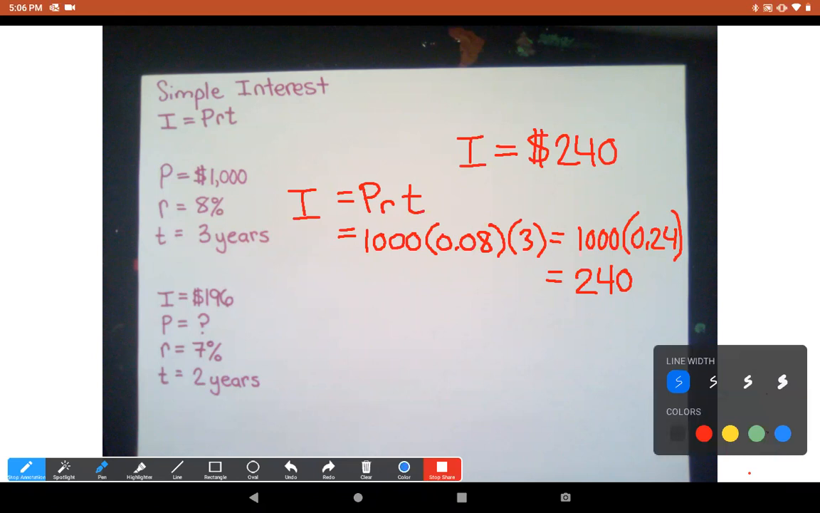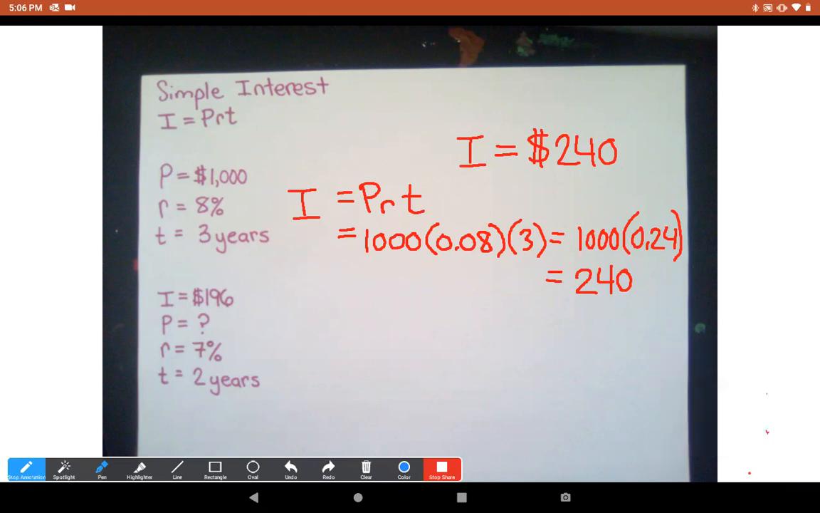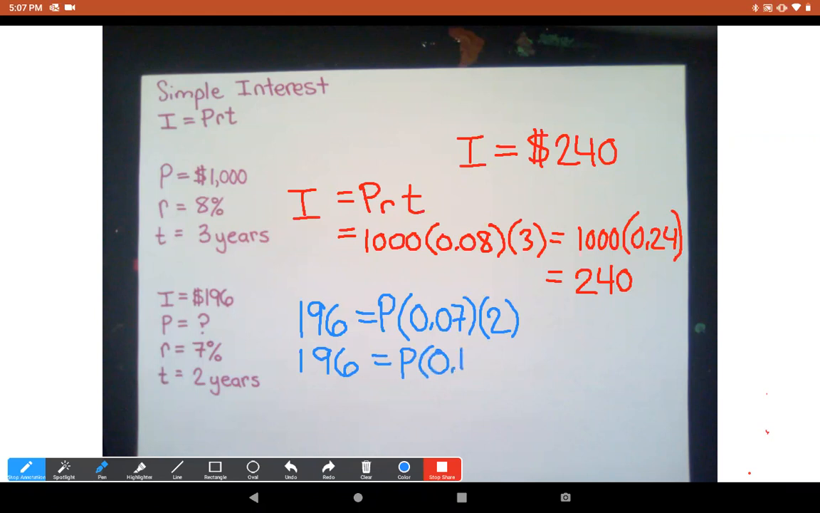For the second one, we're being asked to find P. We're given the interest being 196. And this time we don't know what P is, but our rate is 0.07 and our years are 2. So first we can multiply our rate times our years like we did in the last problem, getting 0.14.